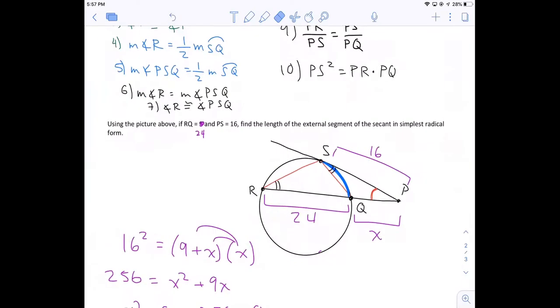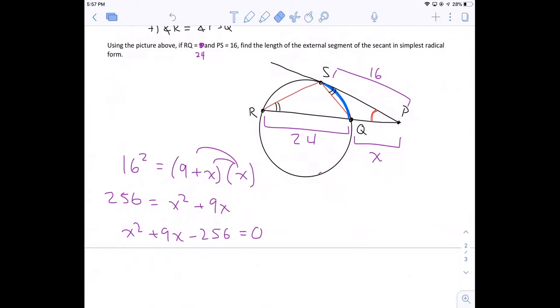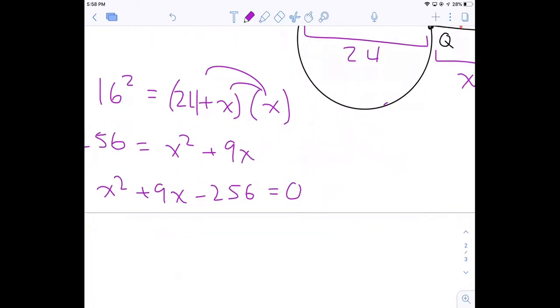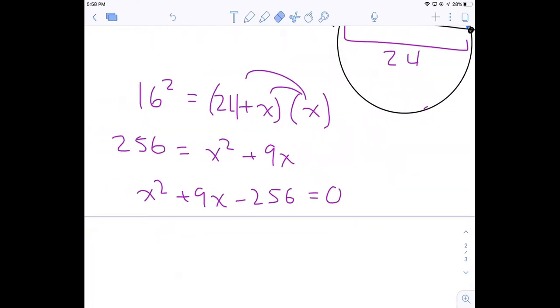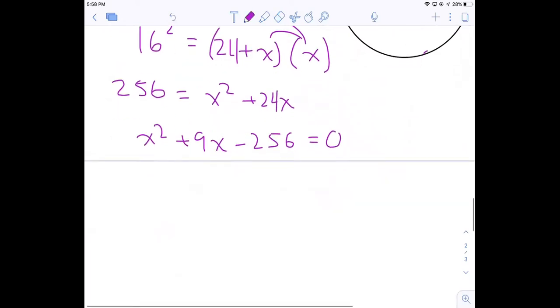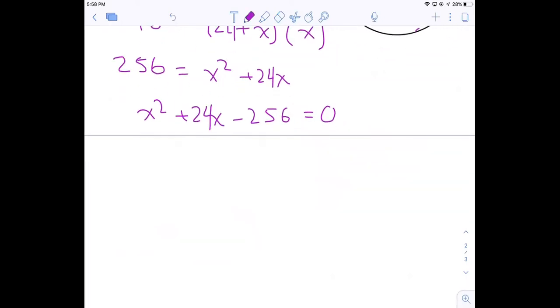All right, again, I apologize. But 16 squared would equal 24 plus X times X, right? So the entire length of the secant, 24 plus X, right, times the external portion X. And I get 256 equals, once I distribute, I get 24X plus X squared, or X squared plus 24X. All right, minus 256 on both sides.